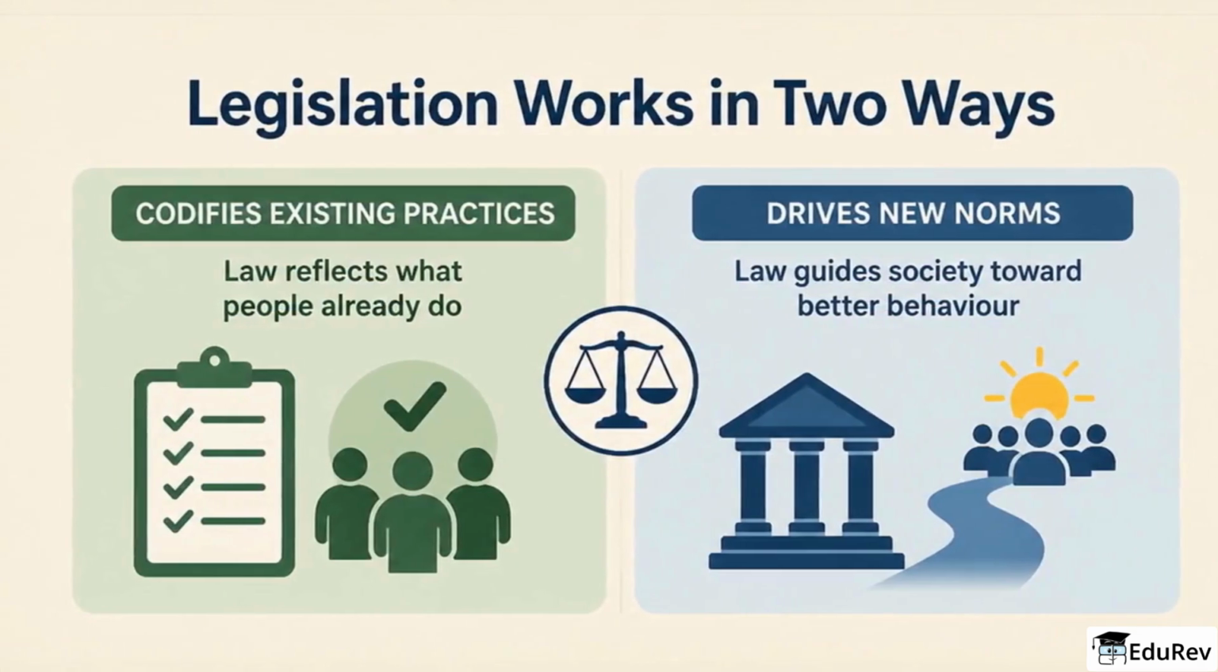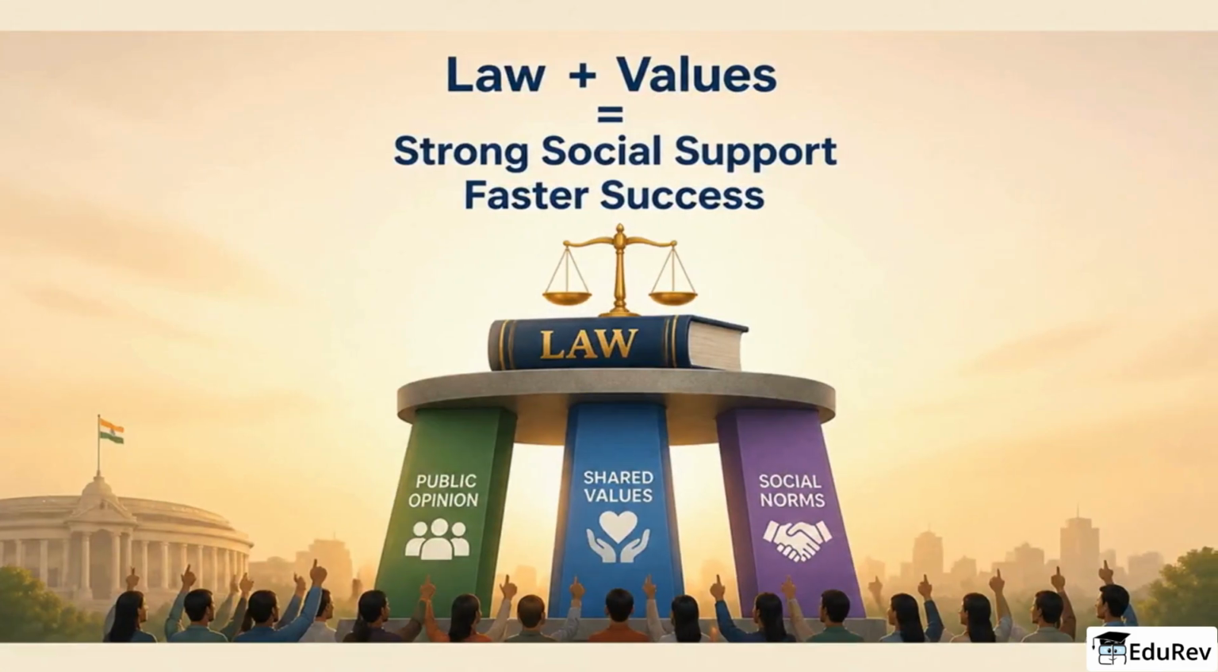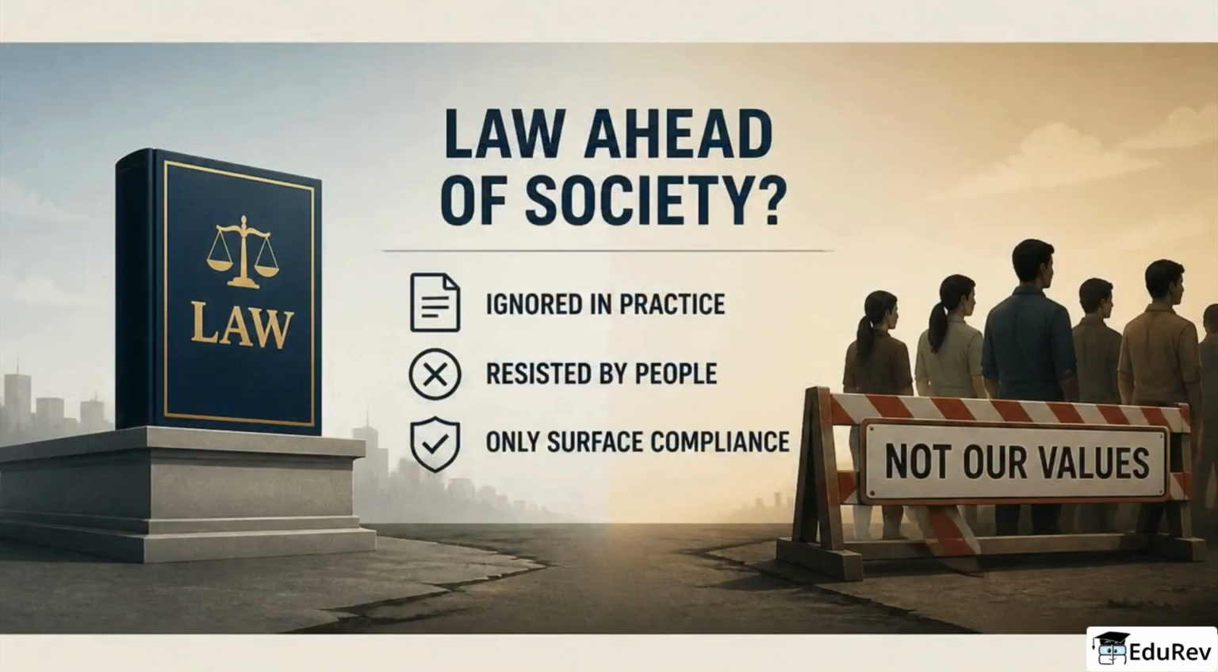Legislation usually works in two principal ways. It either codifies practices that people are already adopting, or it attempts to push society toward new norms. When a law aligns with prevailing values, it gets social backing and often succeeds quickly because public opinion supports the legal change. Conversely, when a law is far ahead of popular belief, it risks becoming a dead letter, resisted in practice, or producing only superficial compliance.